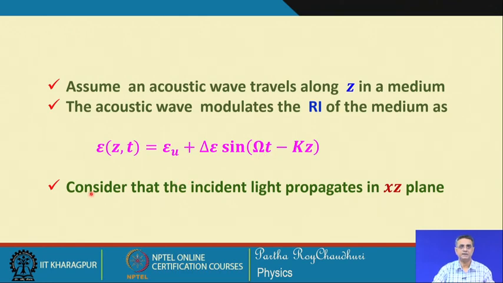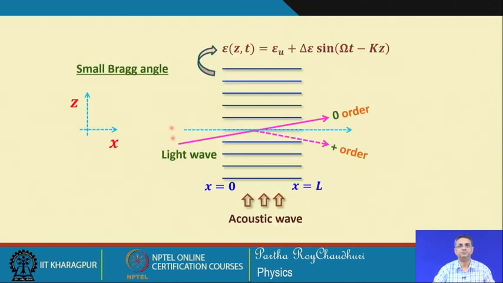And then we also consider, keeping the same notation, the same configuration, that the incident light propagates in the x z plane. So, this is the schematic representation. We have seen that the acoustic wave is traveling along the z direction, and the incident optical beam is traveling almost along the x direction, very close to the x axis with a very small angle. That is why we call this a small Bragg angle diffraction, we have seen.